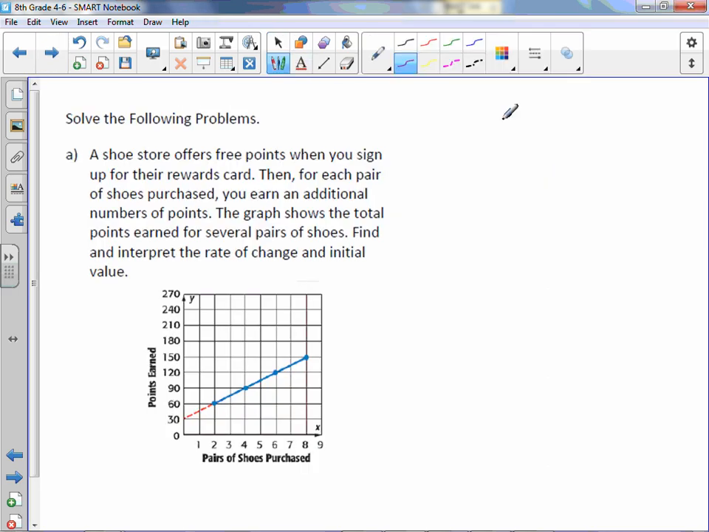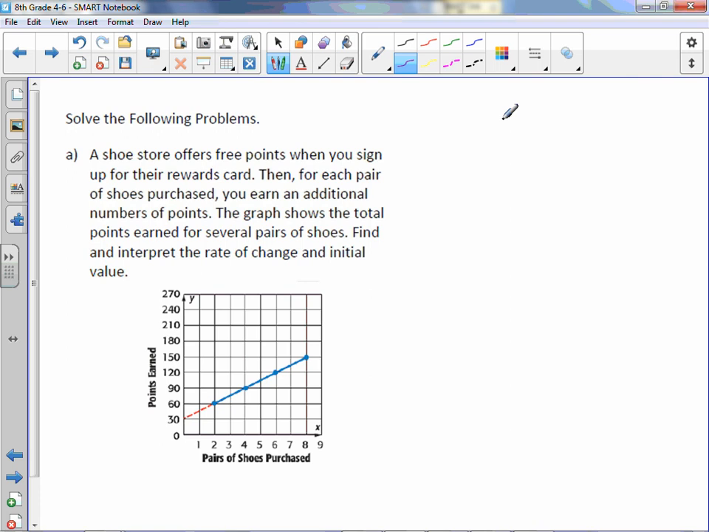A shoe store offers free points when you sign up for their rewards card. Then, for each pair of shoes purchased, you earn an additional number of points. The graph shows the total points earned for several pairs of shoes. Find and interpret the rate of change and initial value.